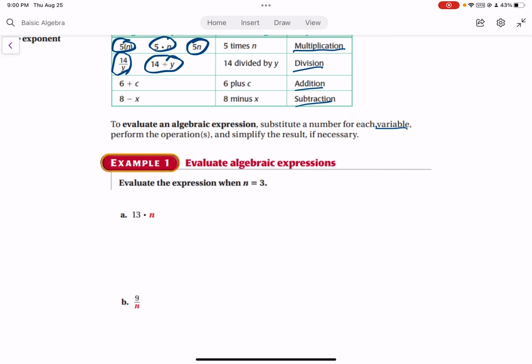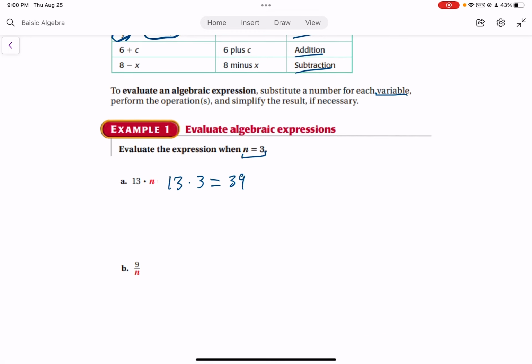the result if necessary. So we said for this first one, n is equal to 3. So for every n we have, we're going to replace that with 3. So in the first one, I replace that n with a 3. Well, I have 13 times 3. Well, 13 times 3 is 39. Then we go to letter B, and we have 9 over 3. Well, that's 9 divided by 3, which just gives us 3.